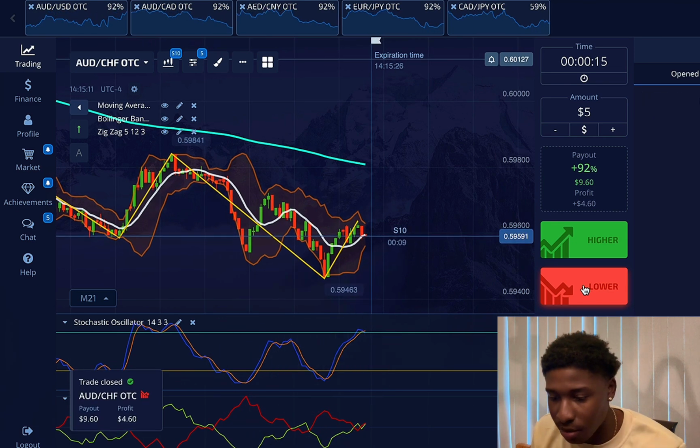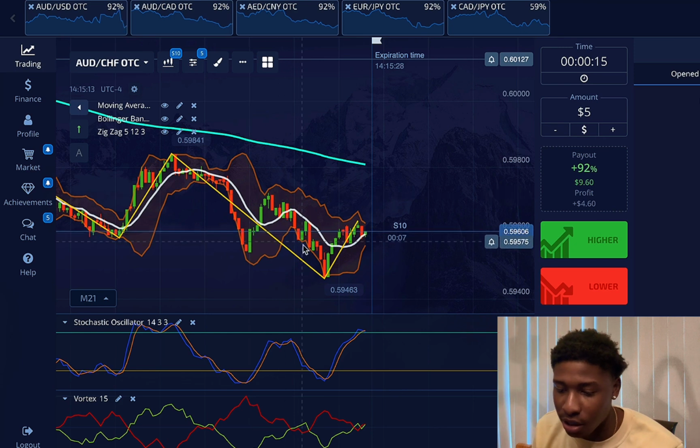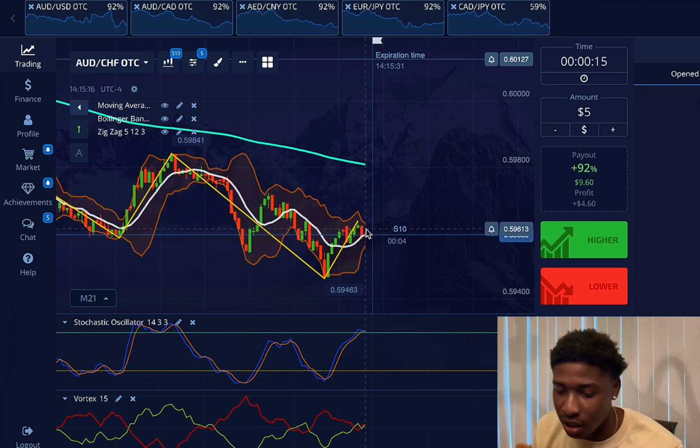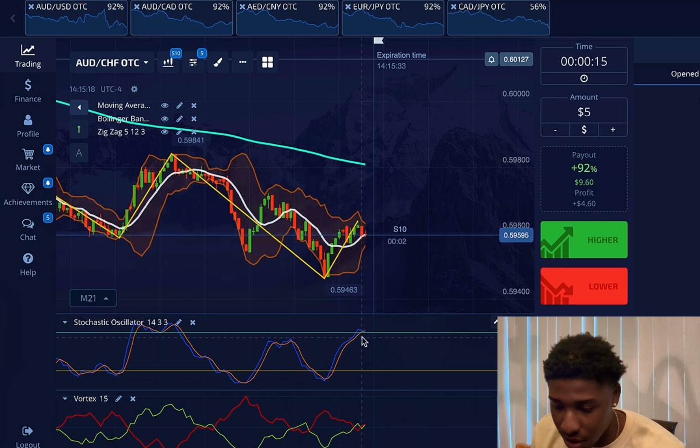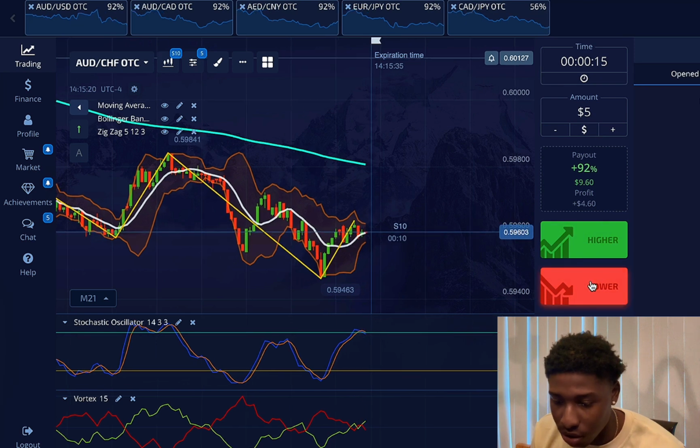So I knew this was going to come down because I see the M forming. As you can see, boom, we got an M right here, and it might continue to come down because we are oversold. So let's go ahead and hit it again.